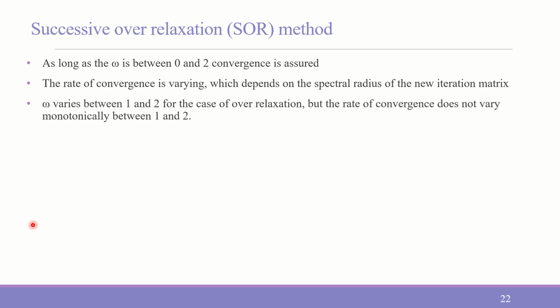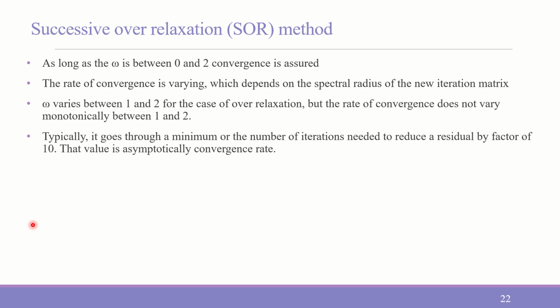Omega varies between 1 and 2 for the case of over relaxation, and the rate of convergence does not vary monotonically between 1 and 2. If we increase from 1, to 1.1, 1.2, with every increase our rate of convergence should also increase. But are we observing that? We are not observing that, right?